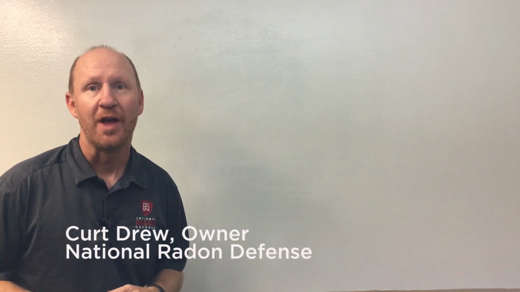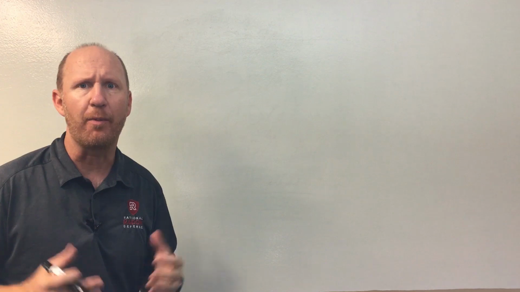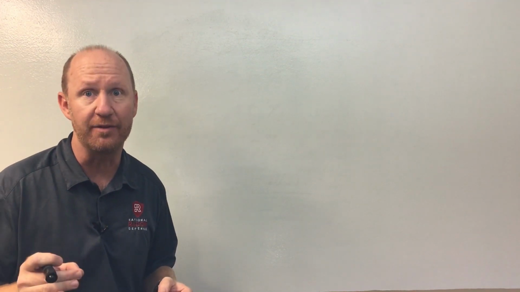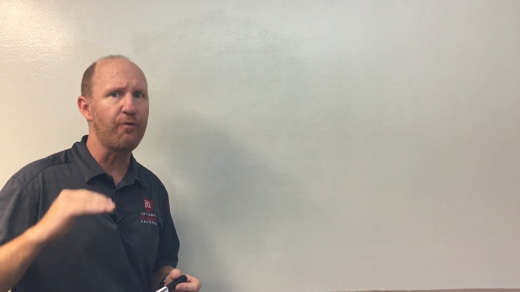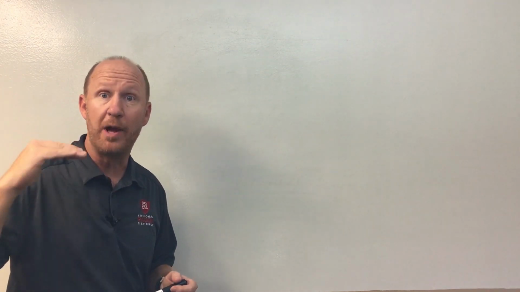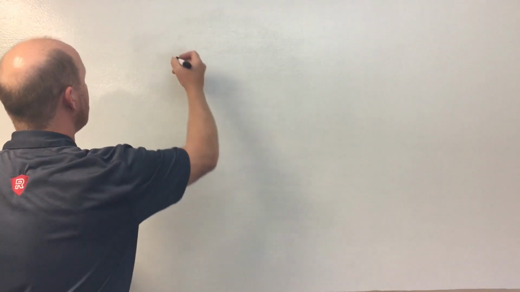I'm Curt Drew. This is a video series where we're going to dive into the numbers and running a profitable and successful radon business. And so for this first video, I want to dive into those key performance indicators, those benchmarks that we look at with our dealers to help improve your profits and make sure we're on track for profitability. Okay, so the first category we look at is our cost of goods.